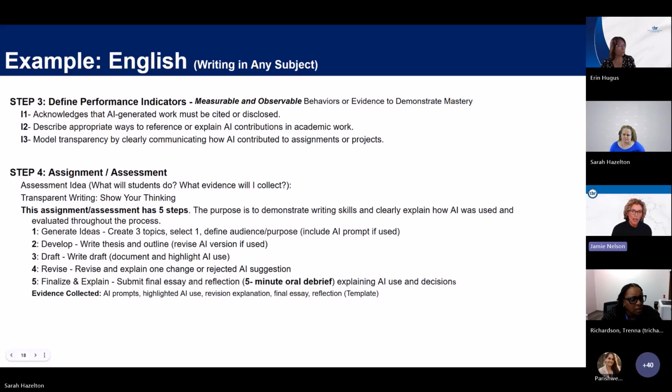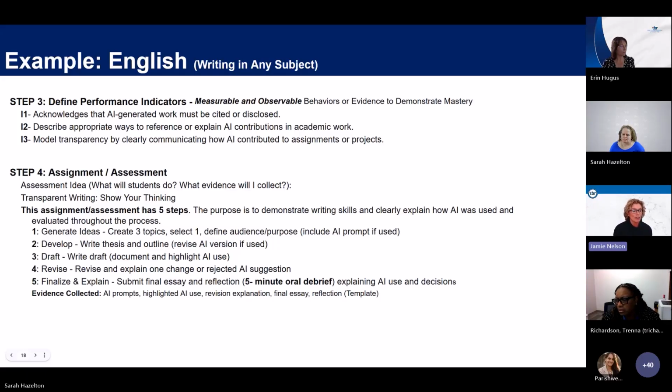You'll see I use assignment/assessment. In my mind, when students are demonstrating learning or they're producing learning artifacts, it's all assessment to me. I'm assessing their learning, but we still go back to that assignment word, and so you'll see that kind of assignment/assessment in my work. So the assessment idea is going to be transparent writing, showing your thinking. So again, we're shifting to process in addition to just a product. The assignment assessment has 5 steps. The purpose is to demonstrate writing skills and clearly explain how AI was used and evaluated throughout the process.